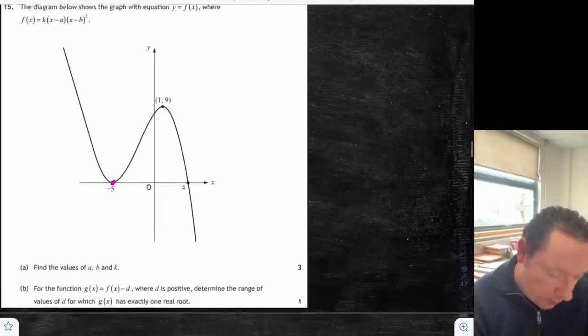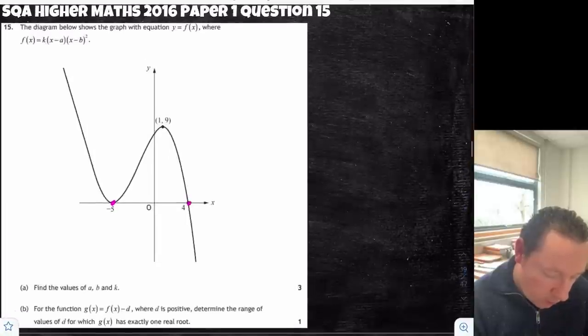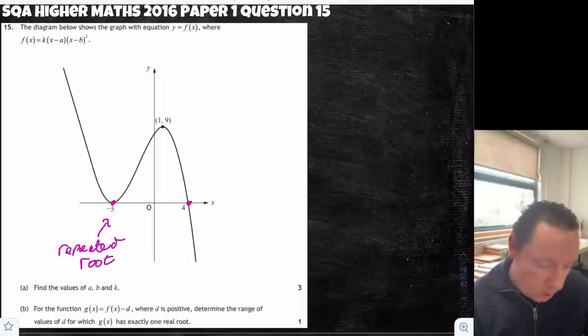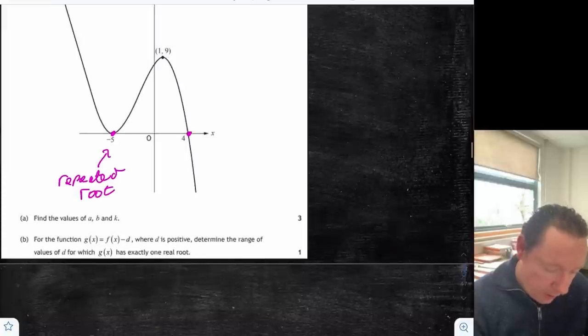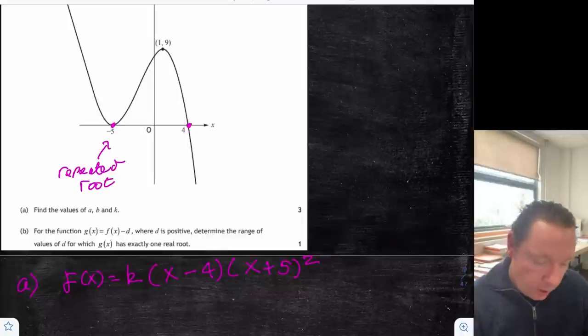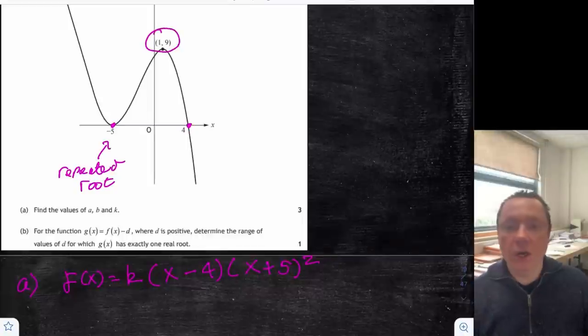There's one of my roots there, and there's the other root there. That's a repeated root, and I know that because it's a turning point and a root. So that one is my b, and the other one is my a. So I can immediately say for part a, f of x equals k times (x minus 4)(x plus 5) squared. And then we can use the point (1, 9) to work out our k.